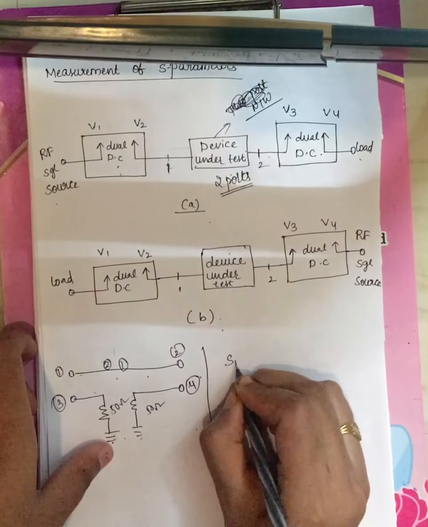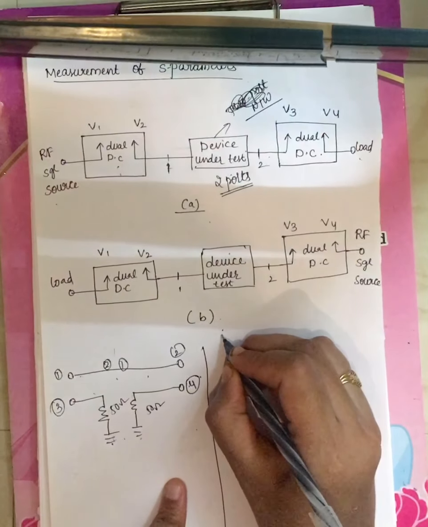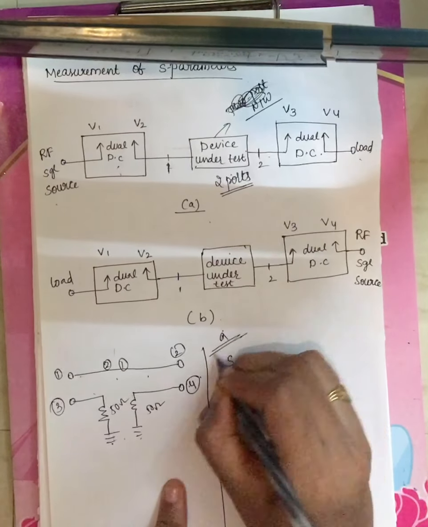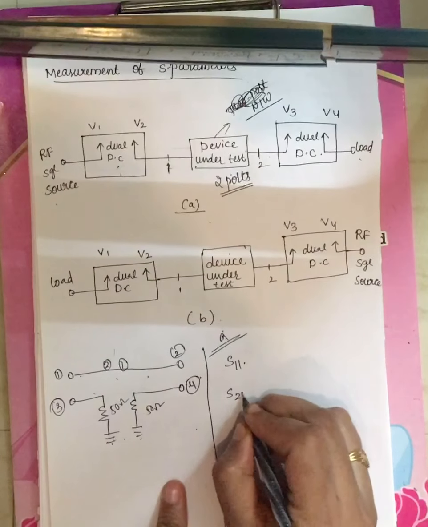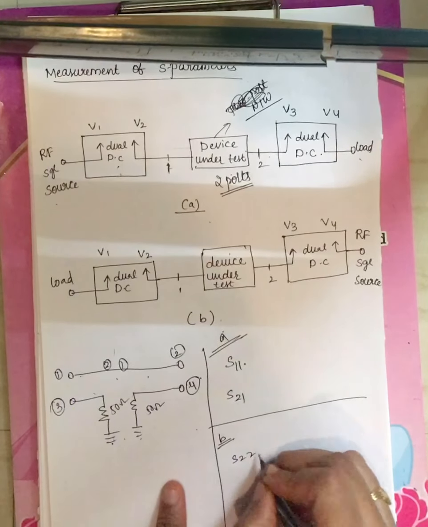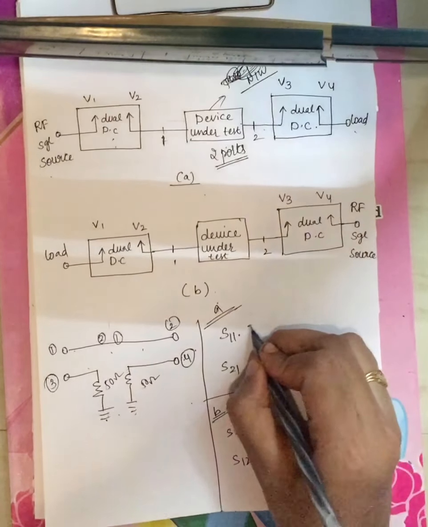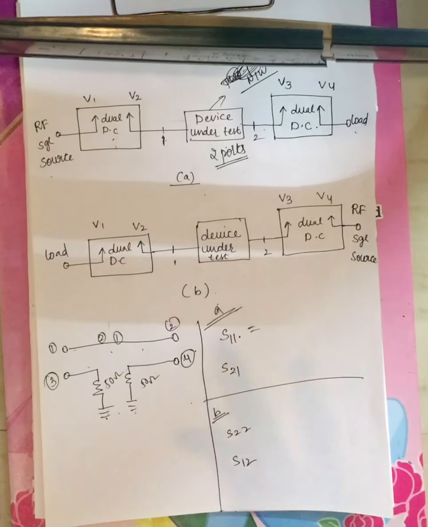Now what is S11? From the first setup, setup A, we can measure S11 and S21. From setup B we can measure S22 and S12. Now we have to define these values for a two port network, a two port device. It contains only two ports, port 1 and port 2.